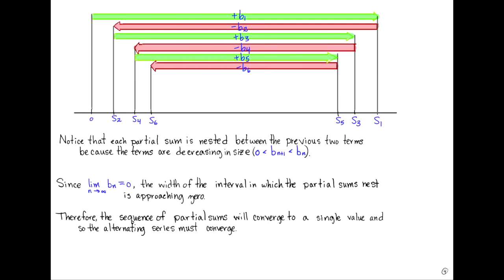So in this case, we know that the sum of the series is going to fall somewhere in between whatever the values of s sub 5 and s sub 6 are. That means that the alternating series must converge. Let's do an example.